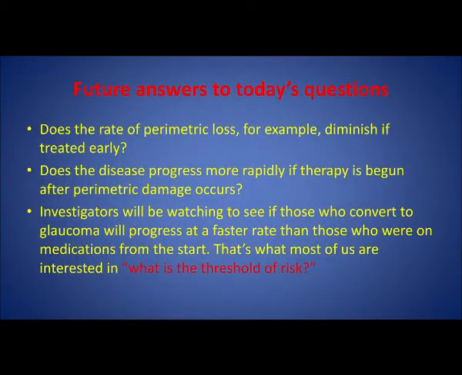Does the rate of perimetric loss, for example, diminish if treated early? Does the disease progress more rapidly if therapy is begun after perimetric damage occurs? Investigators will be watching to see if those who convert to glaucoma will progress at a faster rate than those who were on medications from the start. That's what most of us are interested in. What is the threshold of risk? Future answers to today's questions.